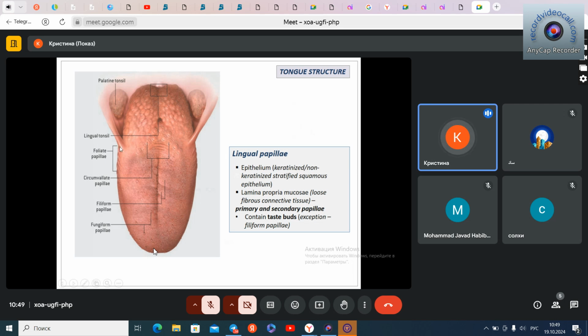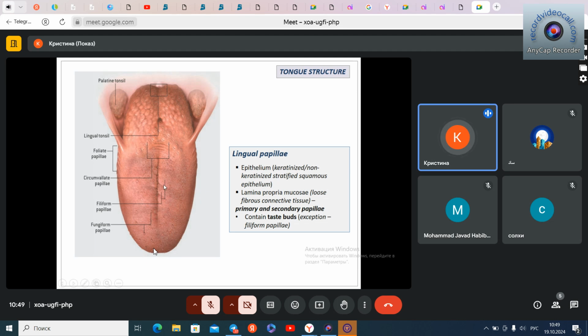Next, the second type of papillae are called foliate papillae. They are located on the lateral surfaces of the tongue, like this. Next, on most of the body of the tongue, or the dorsal surface, we can see other two types of papillae.